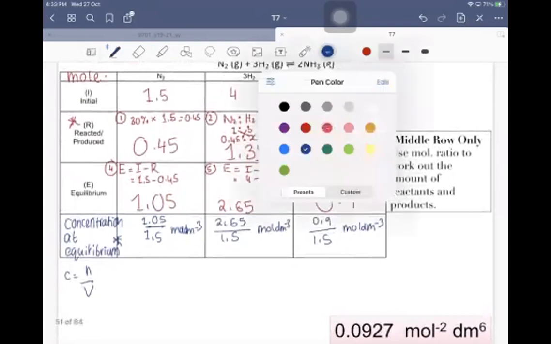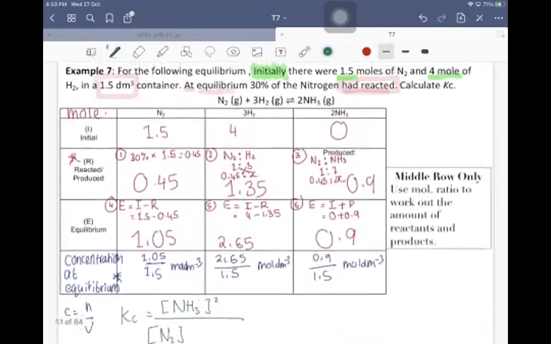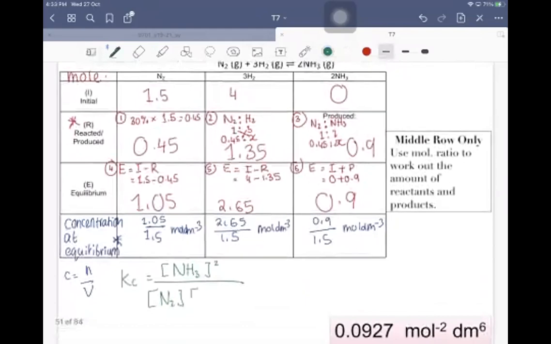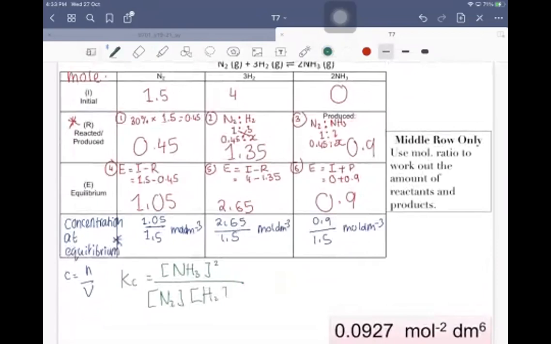Okay, next step is pretty straightforward. You want to find Kc. You take the concentration of the product, in this case your ammonia, raised to the power of 2, divided by the concentration of one of your reactants, which is nitrogen. It's only got 1 mole, so you multiply it by 1. Concentration of hydrogen raised to the power of 3. Okay, following the mole ratio.